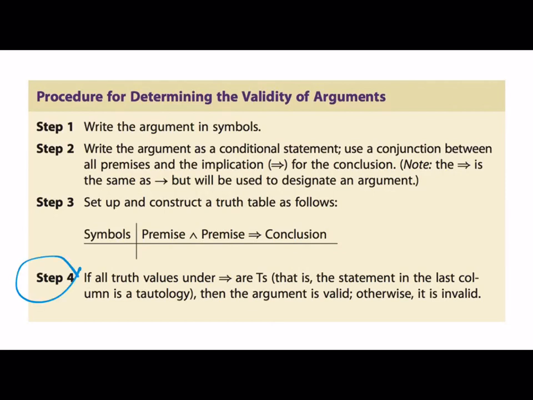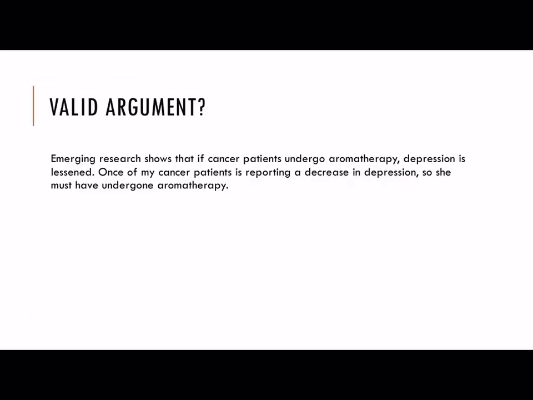And in the last step here, what I'm looking to see is when I get to the column for that very last conditional, I want to see if in all cases, regardless of whether the premises and conclusions are true or false, is this implication true every single time? Is the conclusion always implied by accepting those premises? Okay. If so, then the argument is valid. If not, then it's invalid.